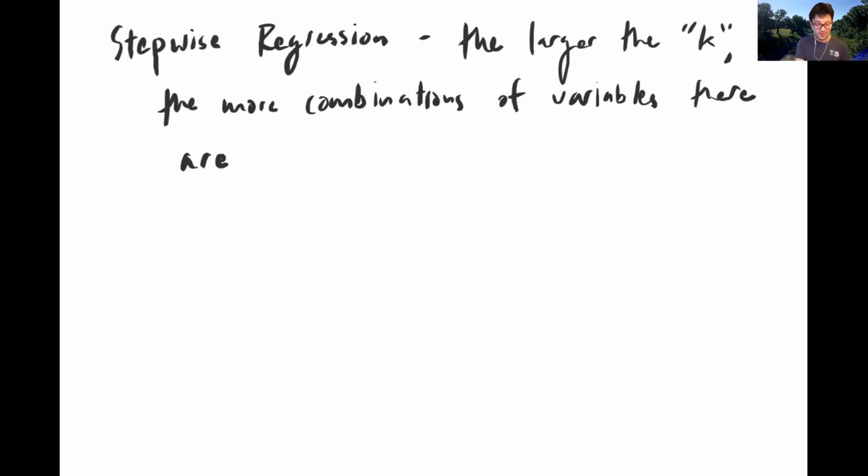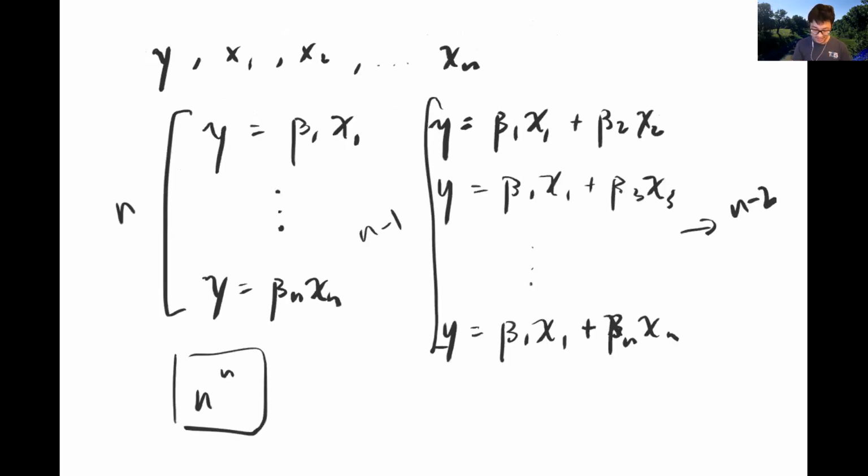Oh, actually, I do have it written down. It's 2 to the K. Okay, hang on. Sorry, let me correct this. It would look something like this. 2 to the N.